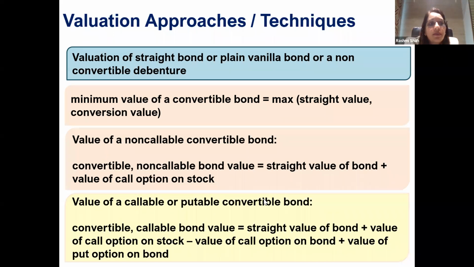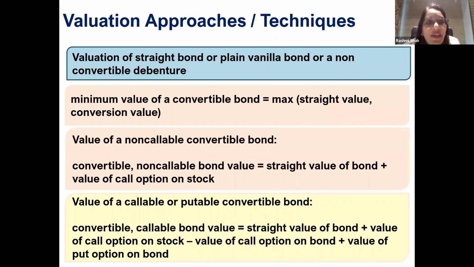In general, the second case would be the minimum value of a convertible bond. You will see that it is the max of its straight value or the conversion value. It cannot go below that. That becomes your minimum value of a convertible bond. So in general parlance, the minimum value of a convertible bond is the higher of the conversion value or the straight or redemption value.